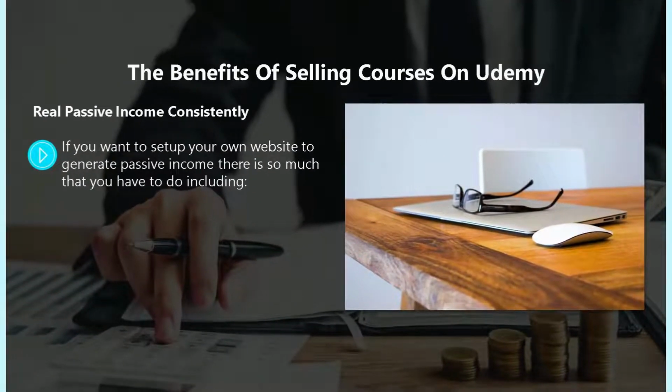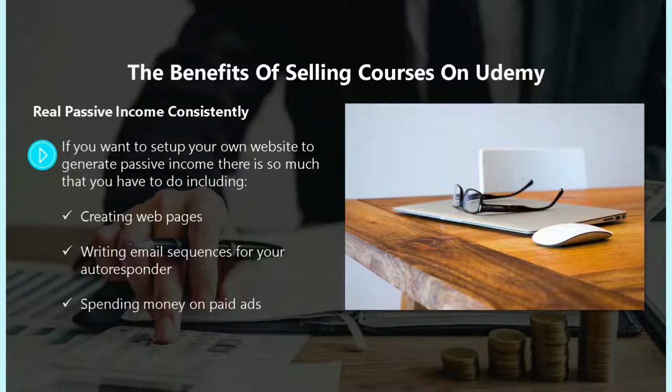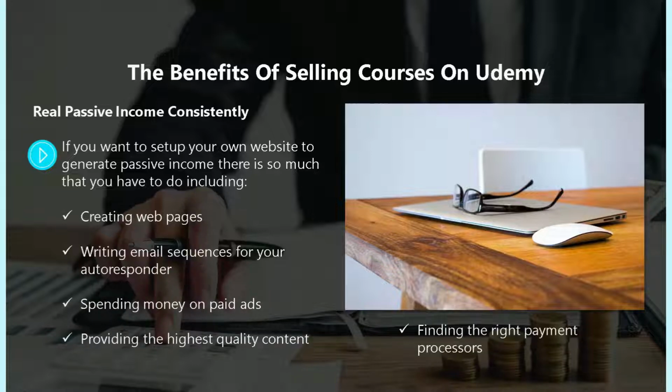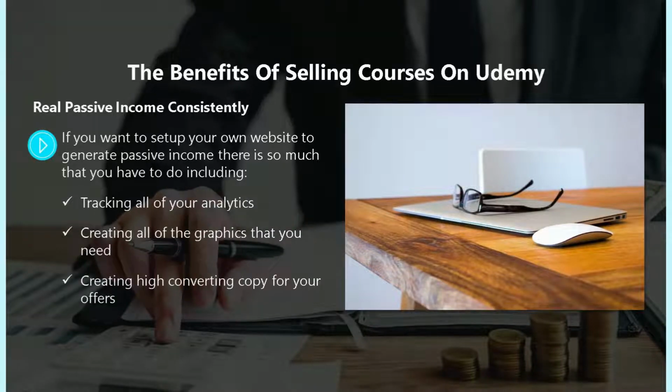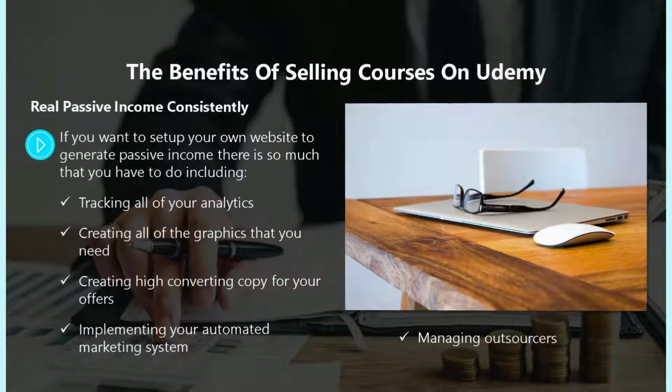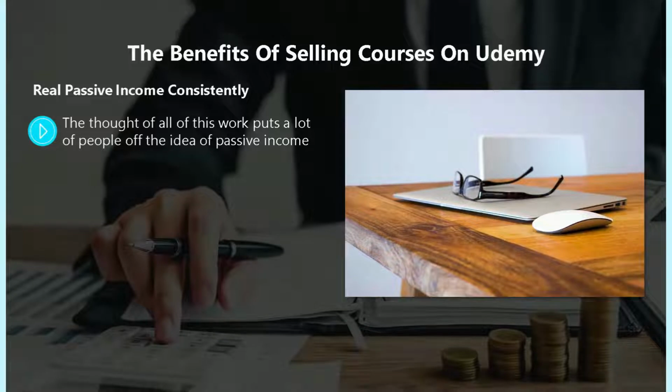If you want to set up your own website to generate passive income, there is so much that you have to do, including creating web pages, writing email sequences for your autoresponder, spending money on paid ads, providing the highest quality content, finding the right payment processors, tracking all of your analytics, creating all of the graphics that you need, creating high-converting copy for your offers, implementing your automated marketing system, managing outsourcers, and so much more. The thought of all this work puts a lot of people off the idea of passive income. Setting up a winning passive income system requires a ton of hard work and dedication as well as technical expertise.